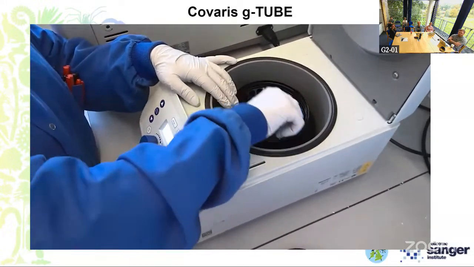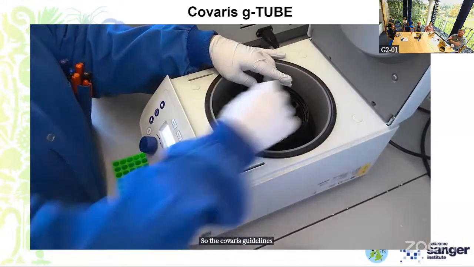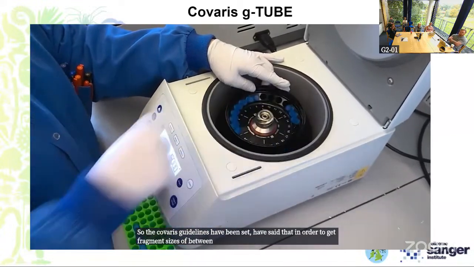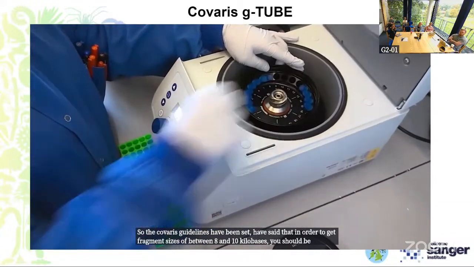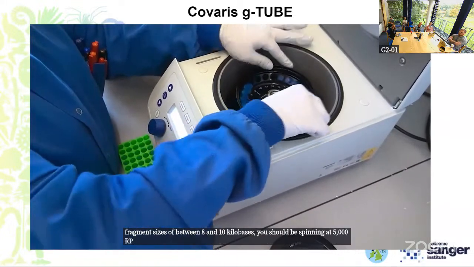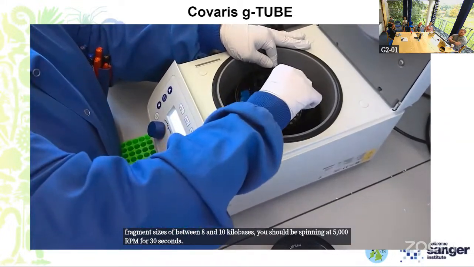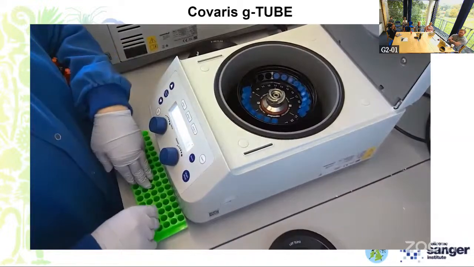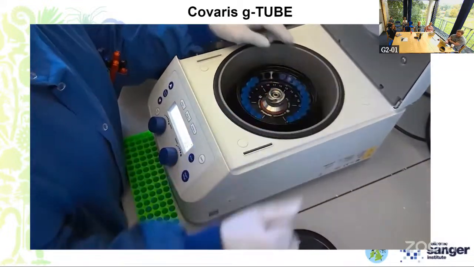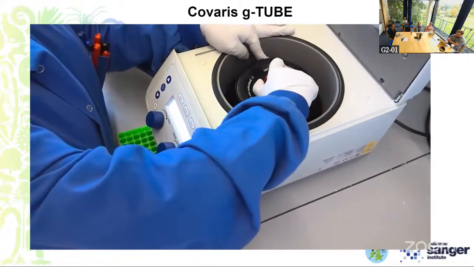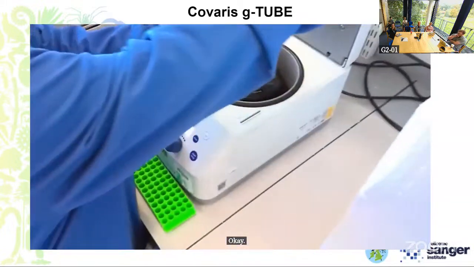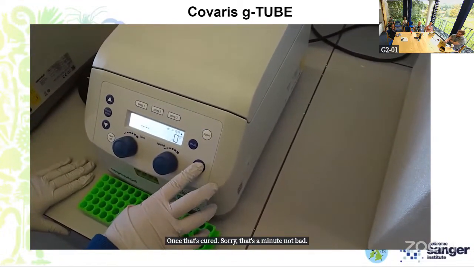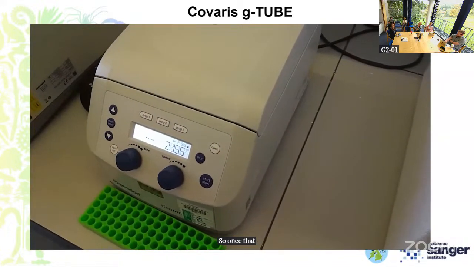The Covaris guidelines say that in order to get fragment sizes of between 8 and 10 kilobases, you should be spinning at 5,000 RPM for 30 seconds. Sorry, that's a minute, not 30 seconds. So once that's secured, they're ready to be spun.